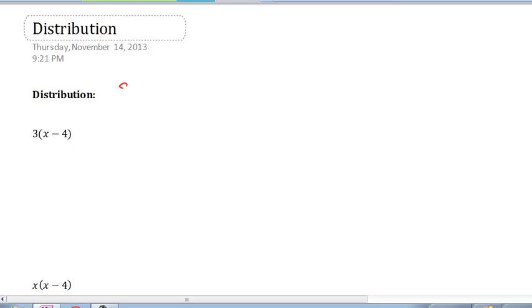Distribution starts as a skill. Right? It's an operation we apply. And in fact, it's an operation we already know. We're really talking in distribution about multiplication and extending multiplication to multiple terms.